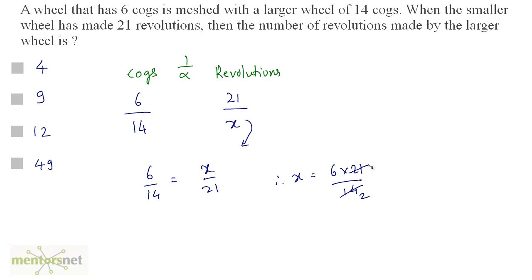7 2s are 14, 7 3s are 21. 2 times 3 is 6. So 3 times 3 is 9. So the number of revolutions made by the larger wheel is 9. Option B.